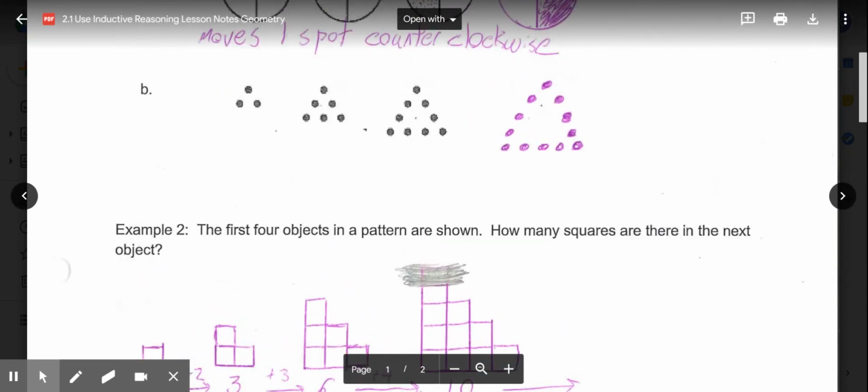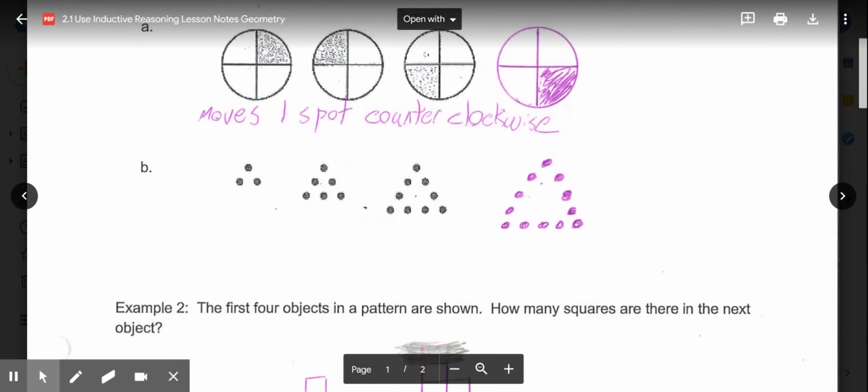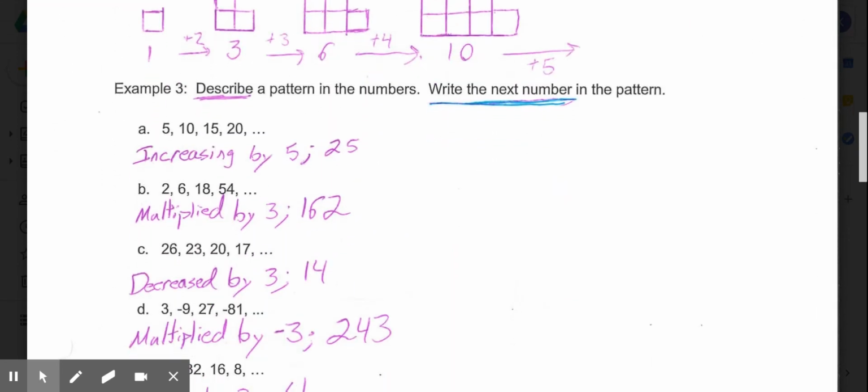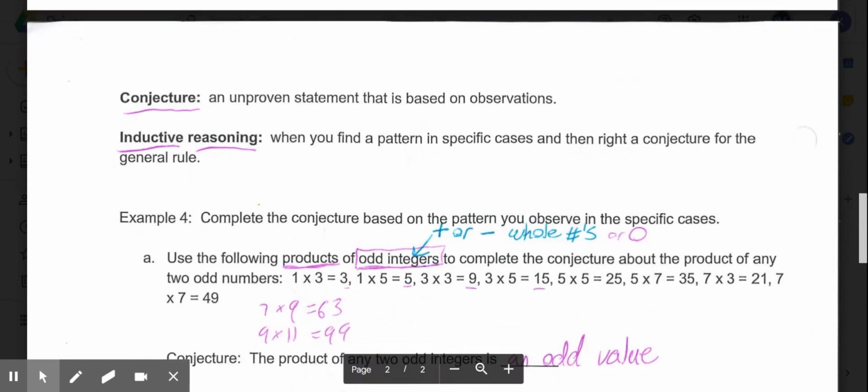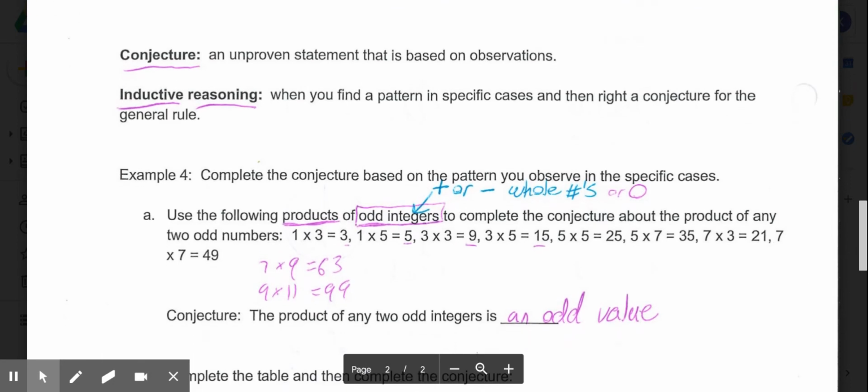So first page notes here is simply looking at patterns and describing or answering what would come next. Then we get into these two definitions. The first definition that we have is the definition of a conjecture. So a conjecture is an unproven statement that is based on observations. So remember, to prove a statement, we need to prove that it's true in all situations. A conjecture isn't fully proven, but it's based on observations.